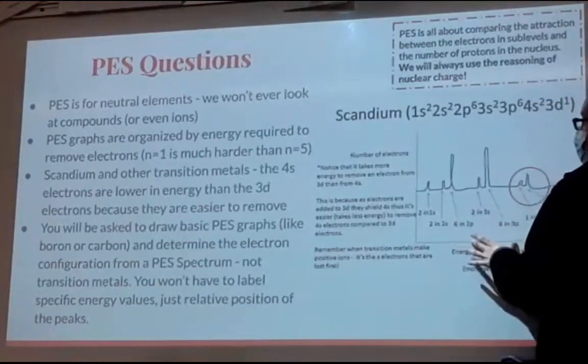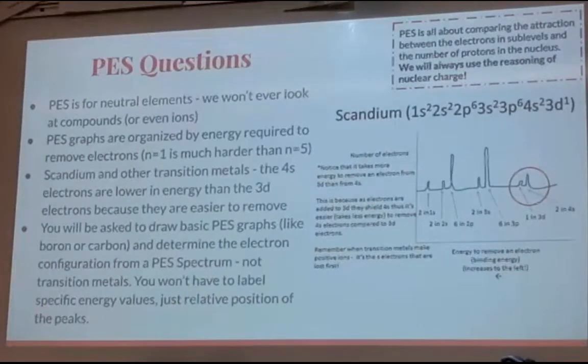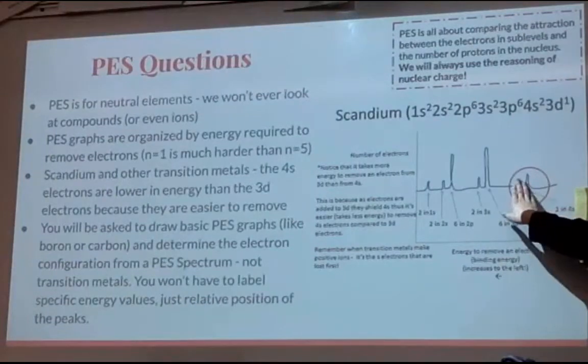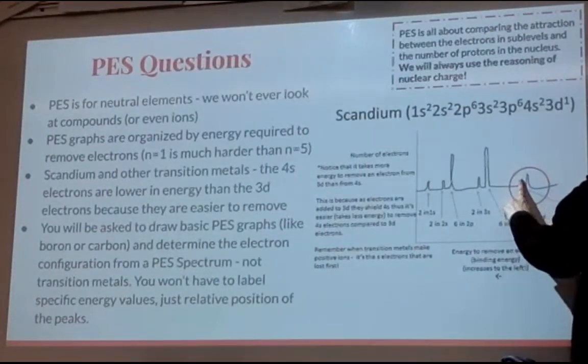I showed you what transition metal PES spectra look like. We actually don't, I have not seen a PES question yet that deals with transition metals. They are all main block elements. So main block means you're looking at something in the S and the P. There was a free response question that dealt with calcium, but essentially it looked exactly like this.